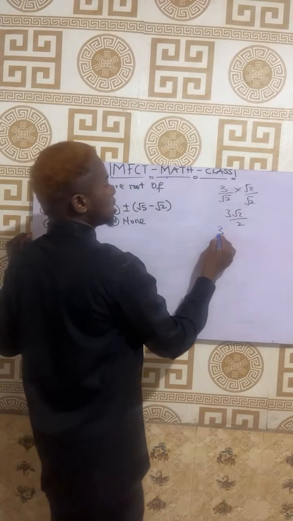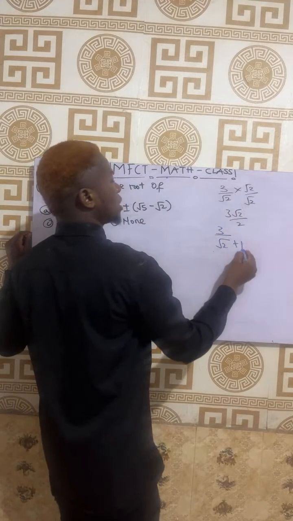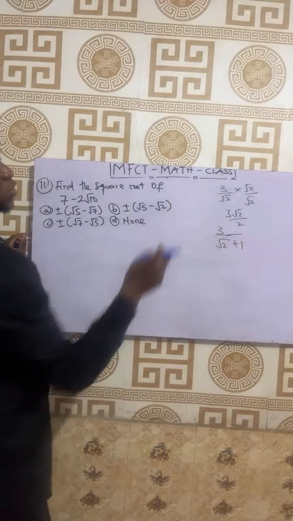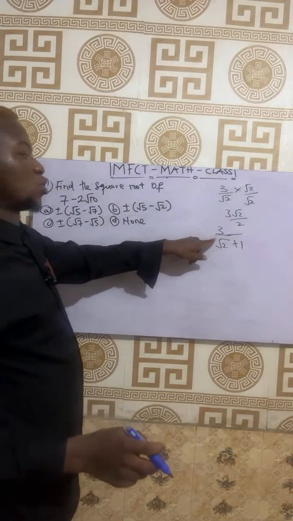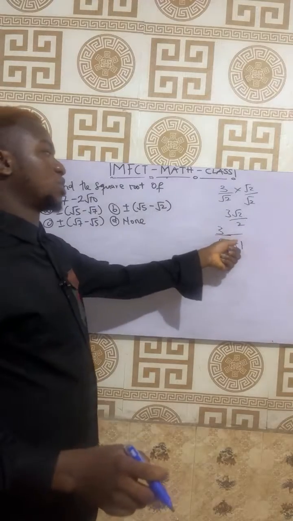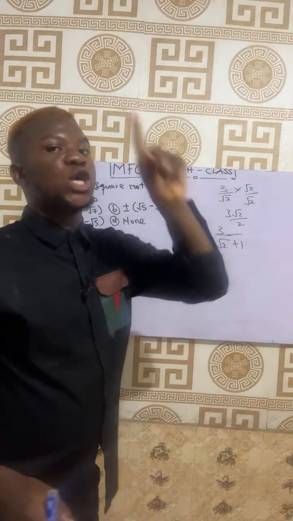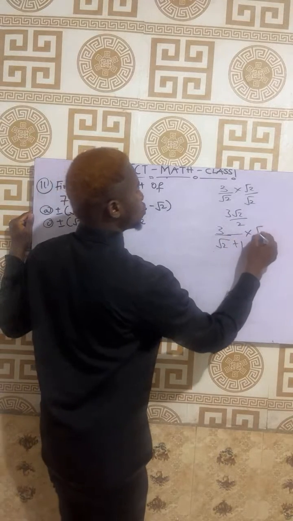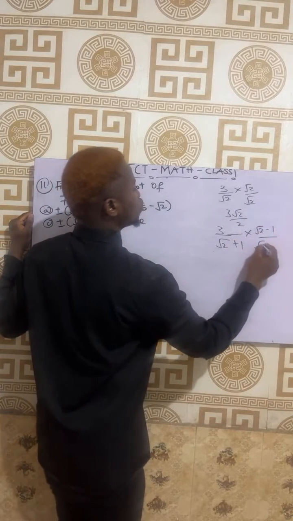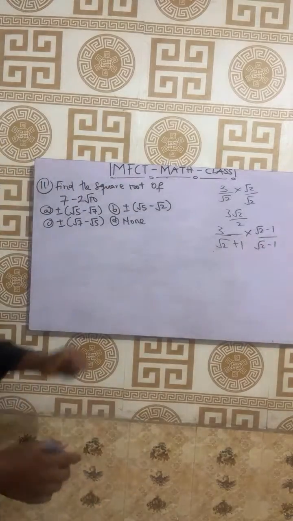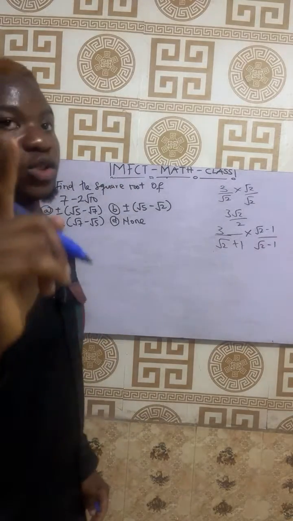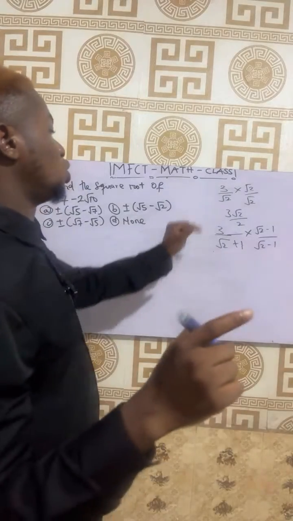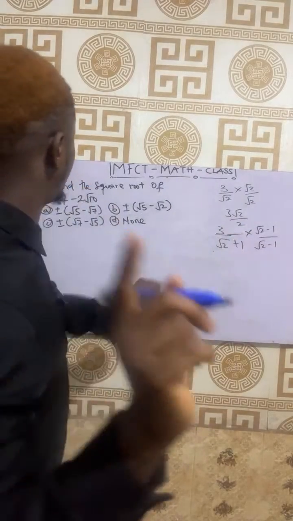But if you have it like 3 over root 2 plus 1, and you want to rationalize this, then you have to multiply the denominator and the numerator by the conjugate of the denominator. That will just be multiplied by root 2 minus 1 over root 2 minus 1. Then you're going to get your answer. So that is why we can say that rationalize means the use of what? Conjugate. So you are doing fine.